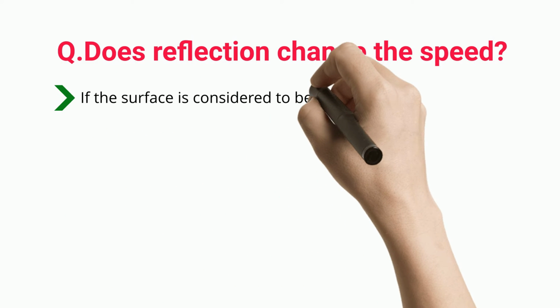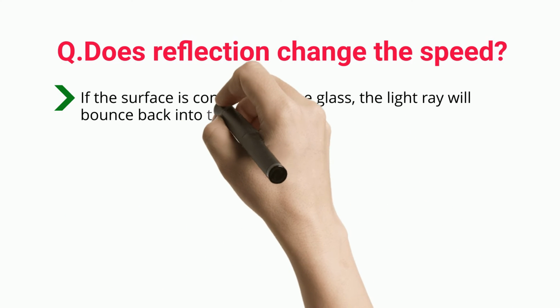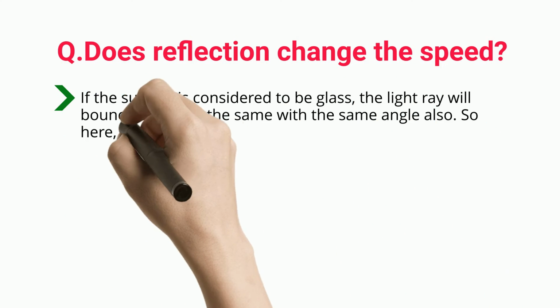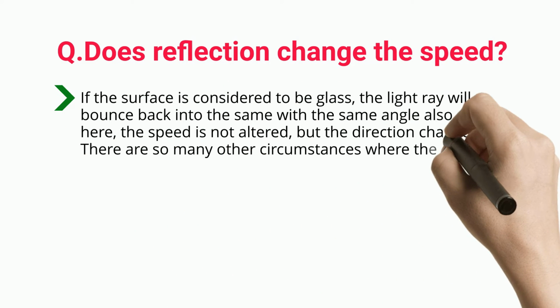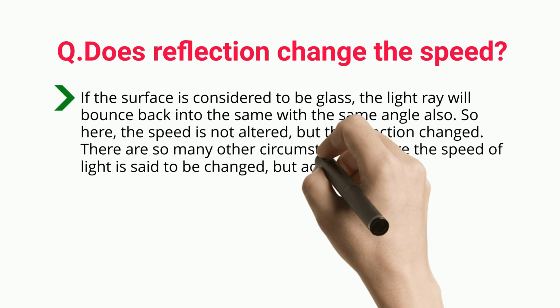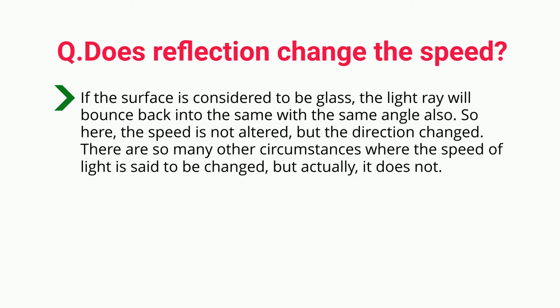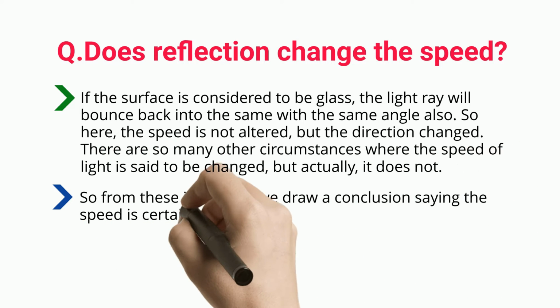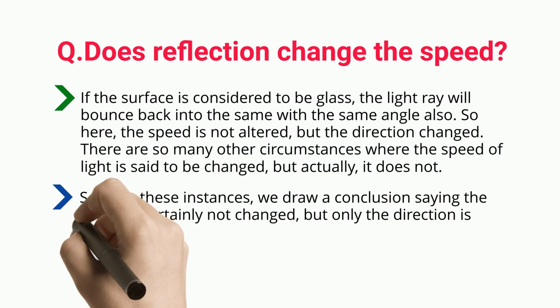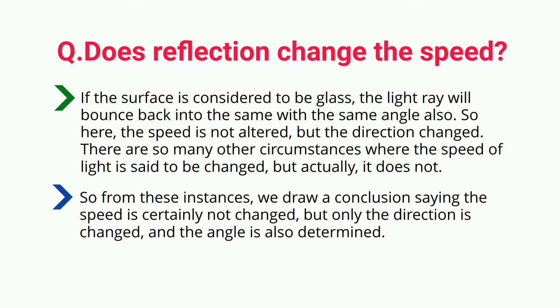If the surface is considered to be glass, the light ray will bounce back into the same medium with the same angle also. So here, the speed is not altered, but the direction changed. There are so many other circumstances where the speed of light is said to be changed, but actually, it does not. So from these instances, we draw a conclusion saying the speed is certainly not changed, but only the direction is changed, and the angle is also determined.